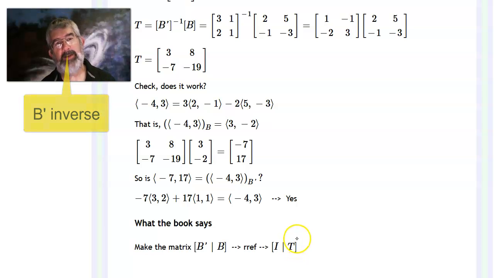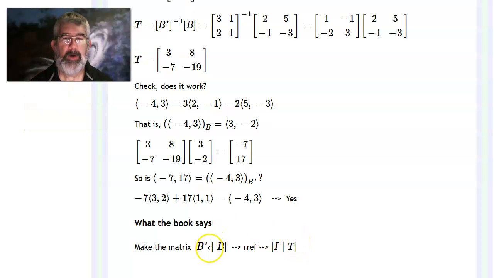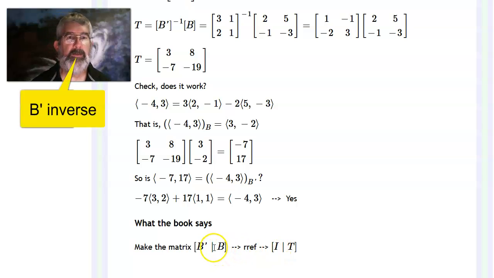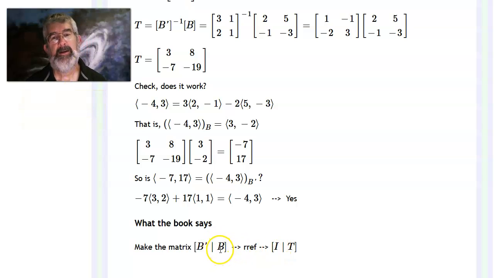Well, it turns out that the process of reducing this to row echelon form is essentially multiplying this whole matrix by B inverse. And so the left-hand side turns into the identity, and the right-hand side turns into B inverse times whatever was there. Well, if whatever was there was B, then this transition matrix is, as I said up here, B prime inverse times B. Okay.